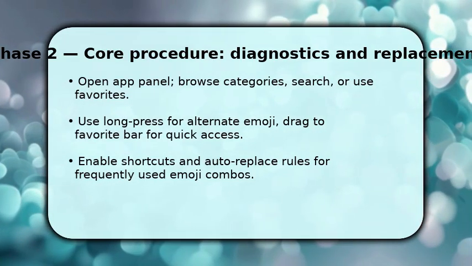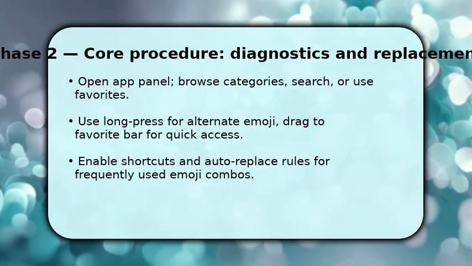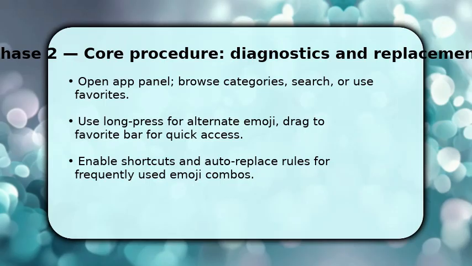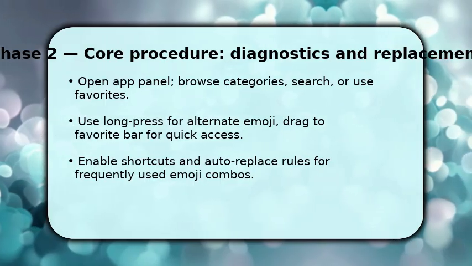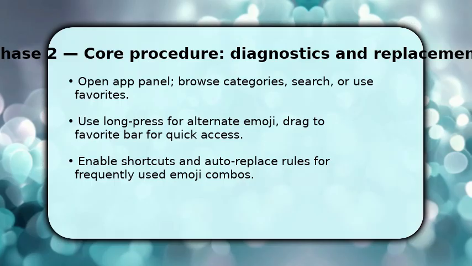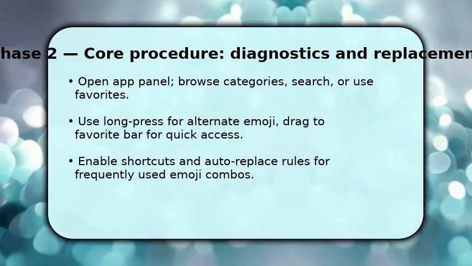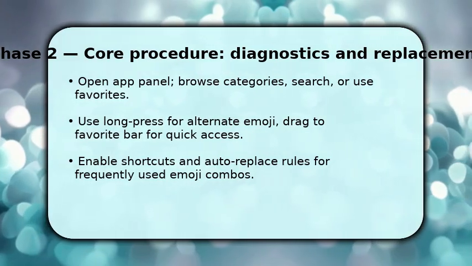Configure shortcuts and auto-replace rules in the app settings so typed triggers expand into emoji sequences. Once configured, test them in a chat. Type the shortcut and make sure the expansion behaves as expected before moving on.